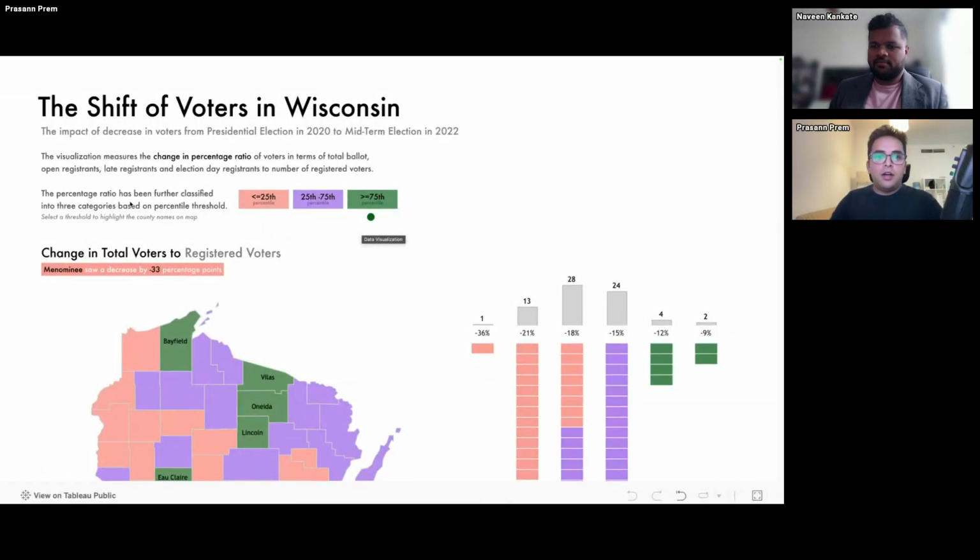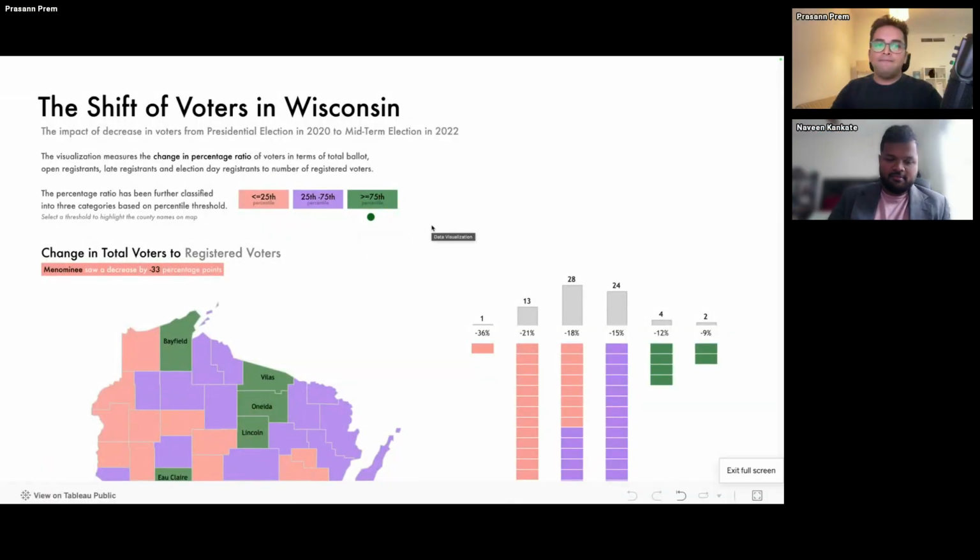Okay, so the visualization talks about the shift of voters in Wisconsin state. Please pardon me for all the pronunciation; there might be problems as well, so just a disclaimer before that. The shift of voters in Wisconsin is all about measuring the decrease of voters that we have seen from the presidential election in 2020 to the midterm election in 2022.